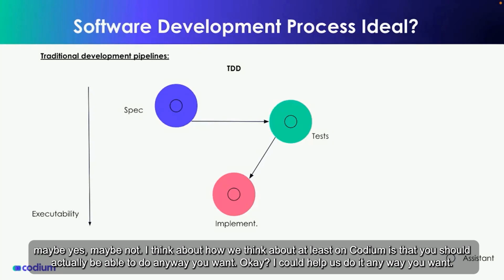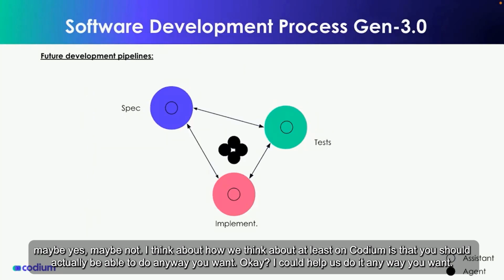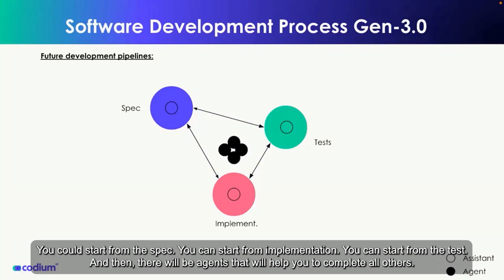How we think about it, at least at Codium, is that you should actually be able to do it any way you want. AI could help us do it any way you want. You could start from the spec, the implementation, or the test, and then there will be agents that will help you complete all the others.